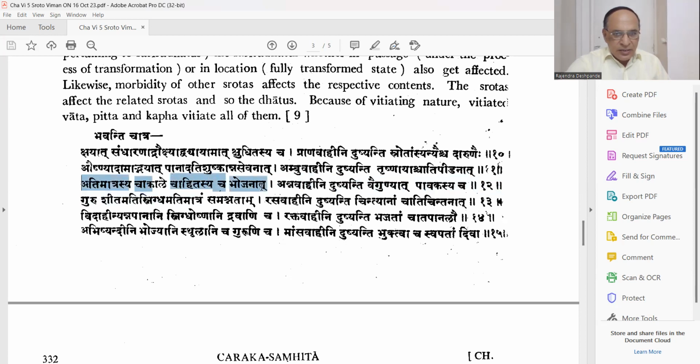Atimatrasya cha akale cha ahitasya cha bhojanat annavahini dushyanti vaigunyat pavakasya cha. Yes, it is ready. Please start writing. These are the causes. First cause, atimatra bhojana. Please write down. Atimatra bhojana means eating your food beyond the matra. Ayurveda says how much one should eat.